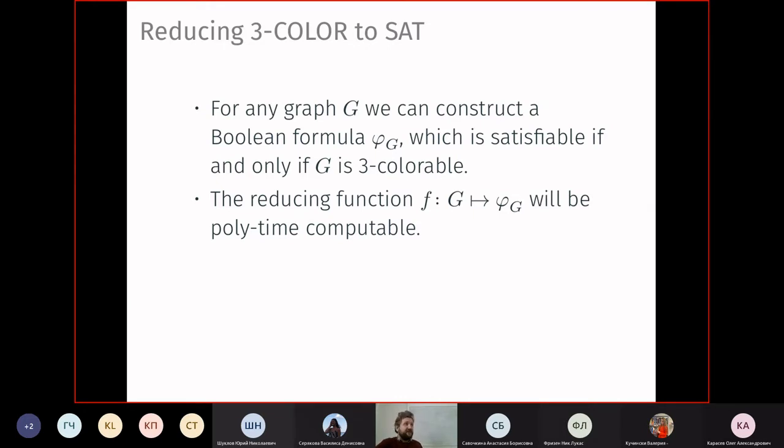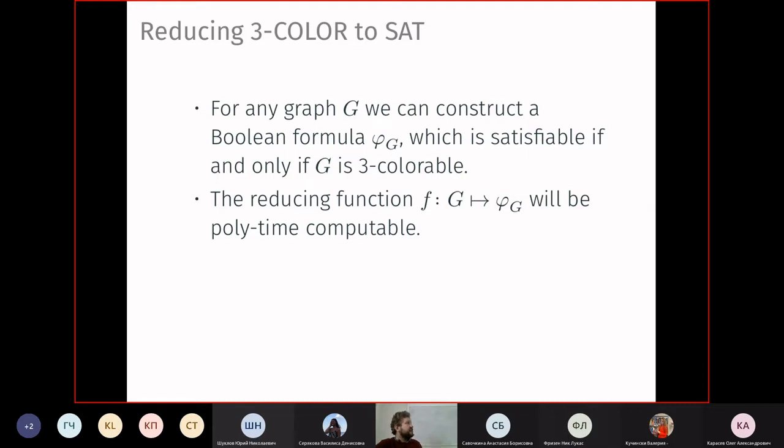And then if it is colorable, we'll return something which is satisfiable, say constant true. If it's not, we'll return constant false. But this is not a good reduction function because it's not polynomial time computable. Or at least we don't know whether it is polynomial time computable. And our algorithm is not polynomial. So here it should be really a polynomial time function. It will be most natural.